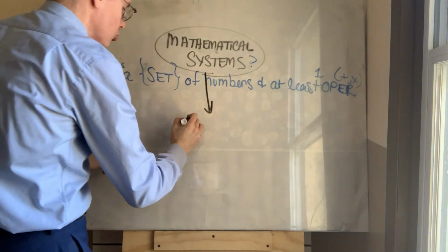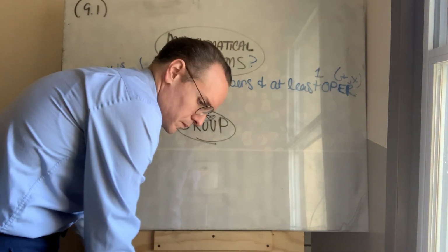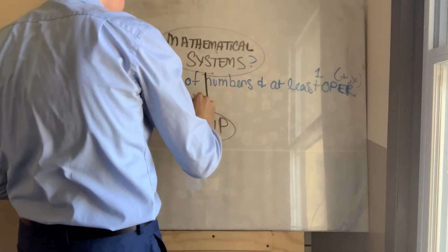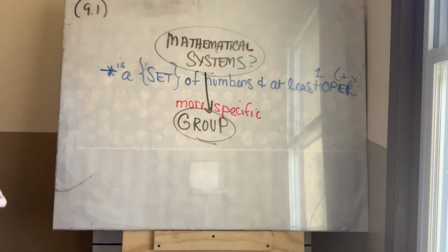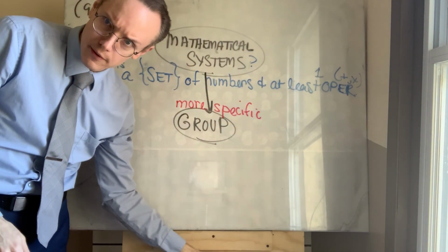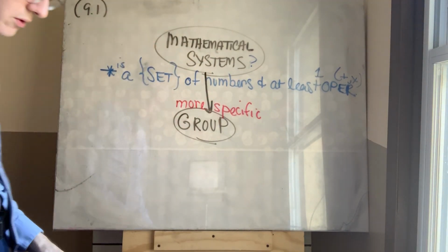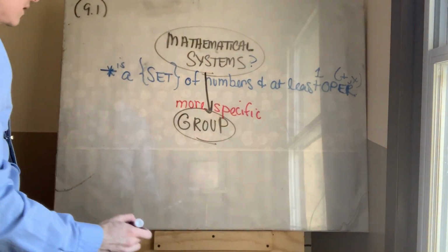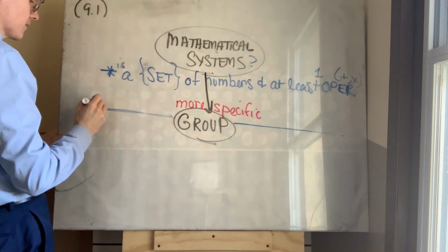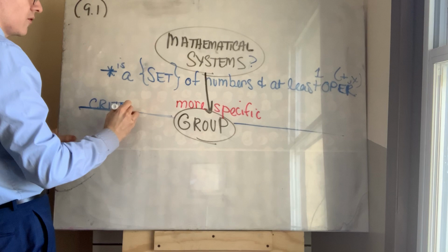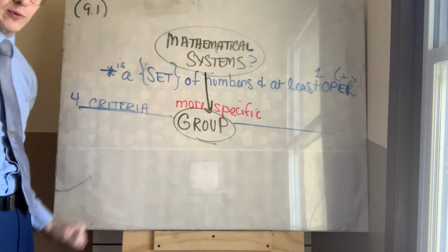is a group. A more specific type of mathematical system is a group. And a group has 4 criteria that have to be met. So again, I will put this in blue or in alternating colors. It must meet this criteria. Four criteria to qualify as a group specifically.